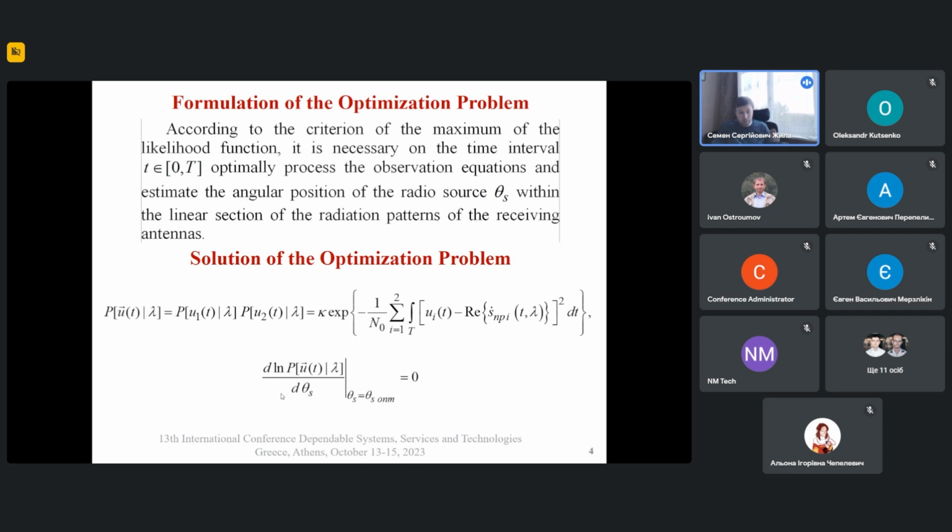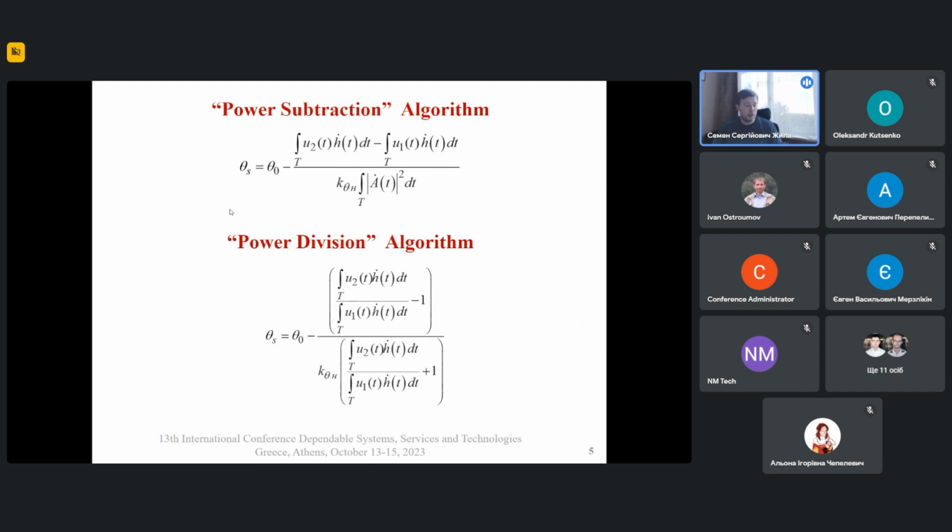And to do this, we just have to find the derivative of this likelihood function and equate it to 0. So in this case, we get a likelihood equation, then make a lot of calculations, some simplifications and other operations, and we got two possible algorithms of the direction finding operation. The first one is well known. It's the algorithm of power subtraction.